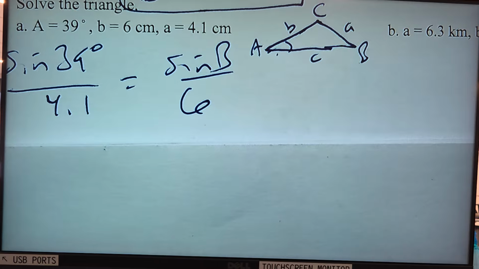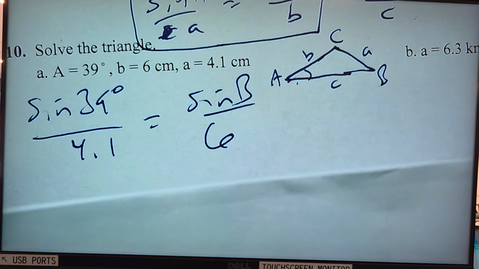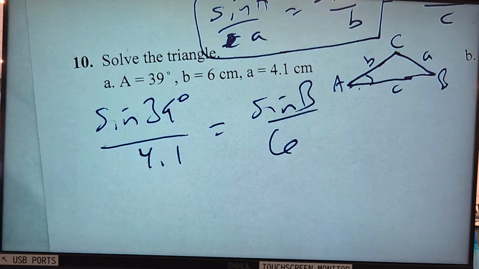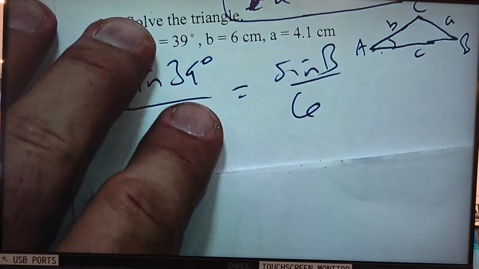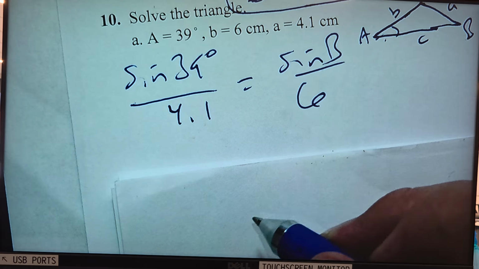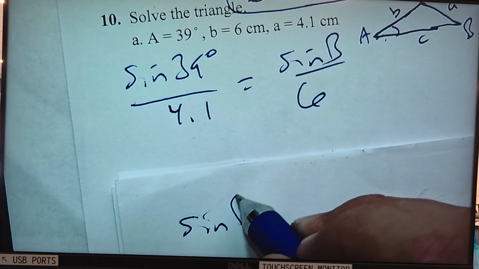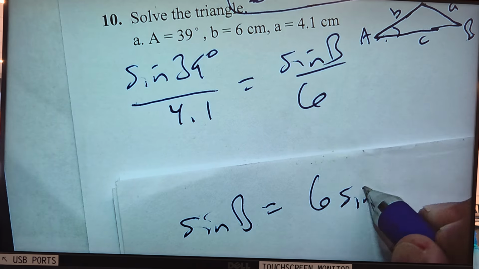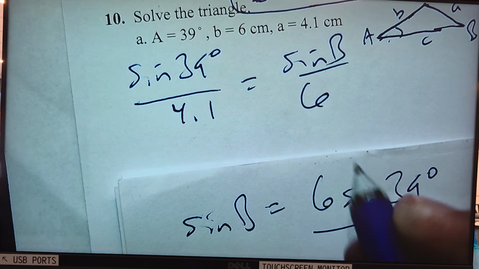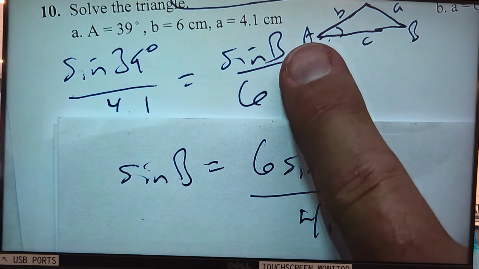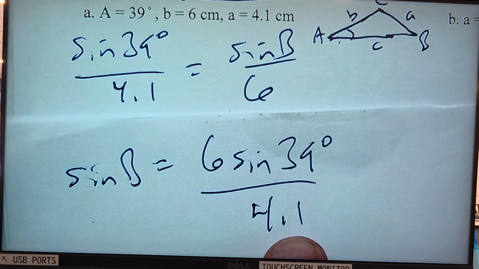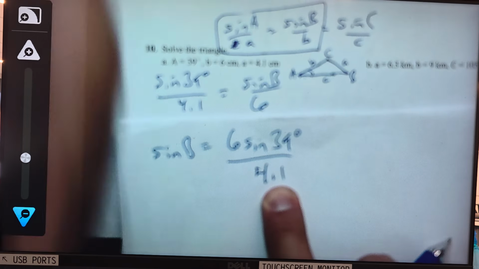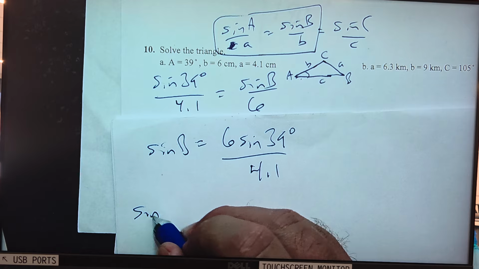How do I solve for big B? Inverse sine, yes. So if I take 6 times sine 39 divided by 10, if I multiply by 6, I'll get my sine B by itself. I don't have to cross multiply because the whole idea is just to get this by itself. And then I can do what to both sides? Inverse sine.